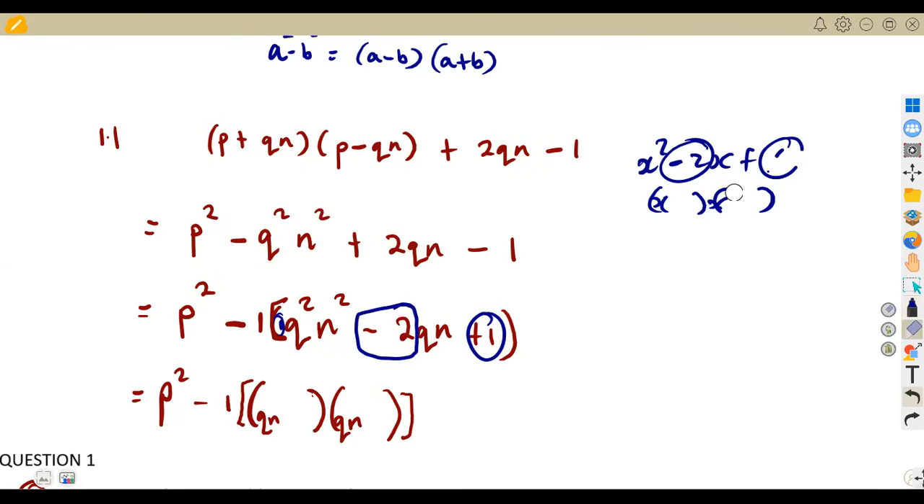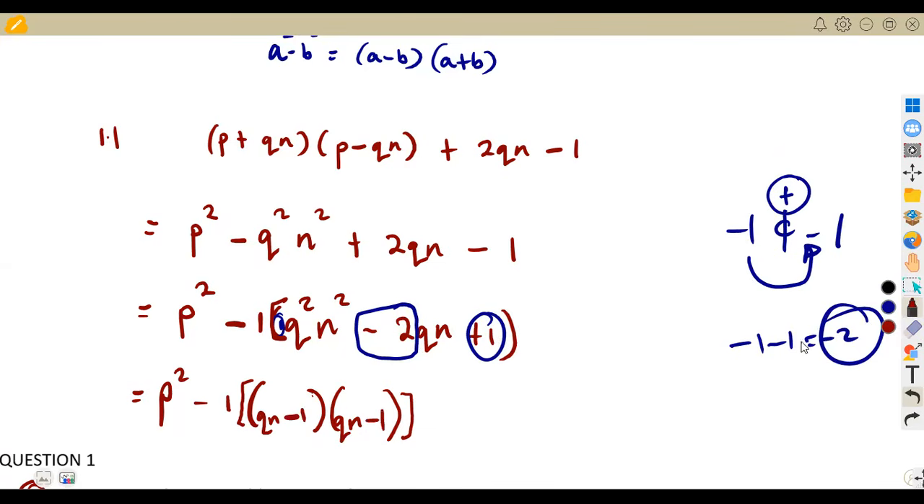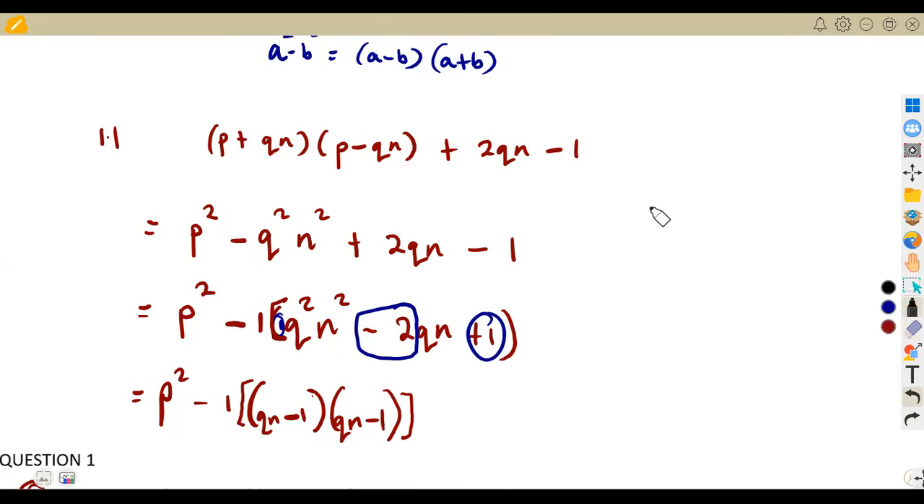So definitely we have to consider 1 and 1, but in order for us to get a -2, it must be -1 and -1. -1 times -1 is a +1. If we add these two, -1 plus -1, we get -2, which is this one. So we are going to have -1 here and -1 there, because we are having -1, -1, okay?